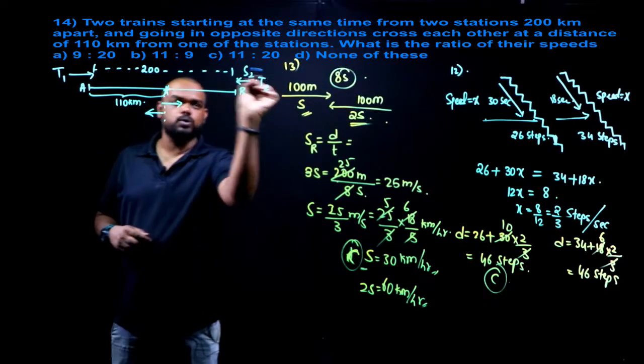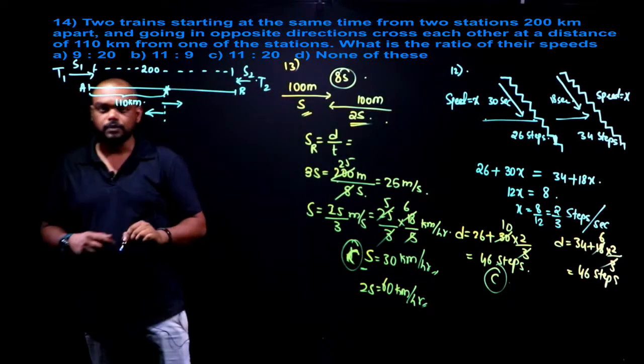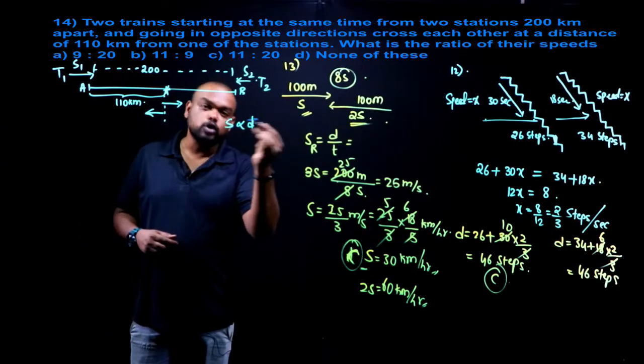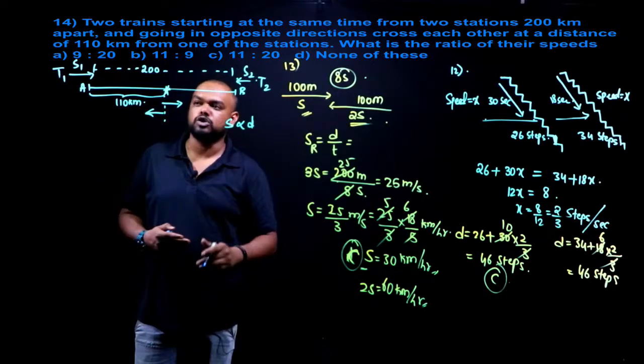Its speed as S2, its speed as S1. Well, we know that speed is directly proportional to the distance. Speed equals distance by time. Speed is directly proportional to the distance.